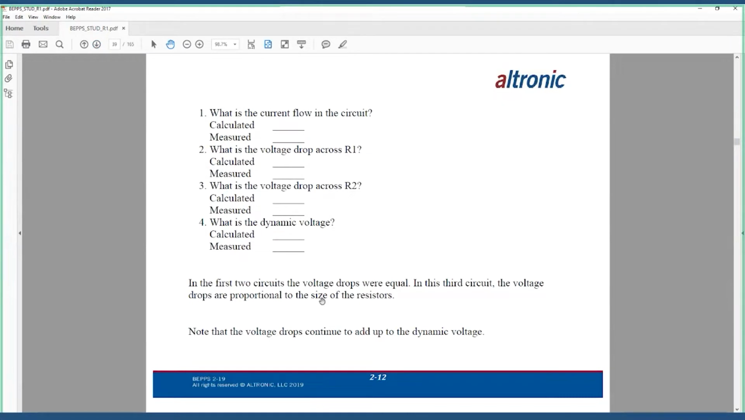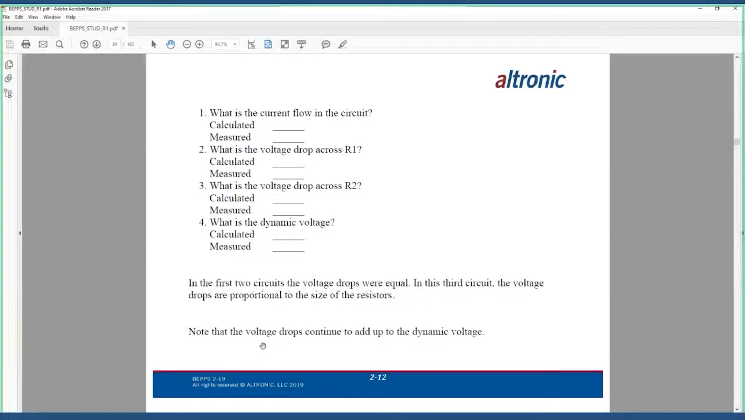Oh, so in the first two circuits, the voltage drops were equal. In this third circuit, the voltage drops were proportional to the size of the resistors. Note that the voltage drops continue to add up to the source voltage. So we started out with 9 volts, and somehow I ended up with 1.7 volts. So let's take the time, and I believe we have plenty, to rework this and make sure we're actually doing it right.